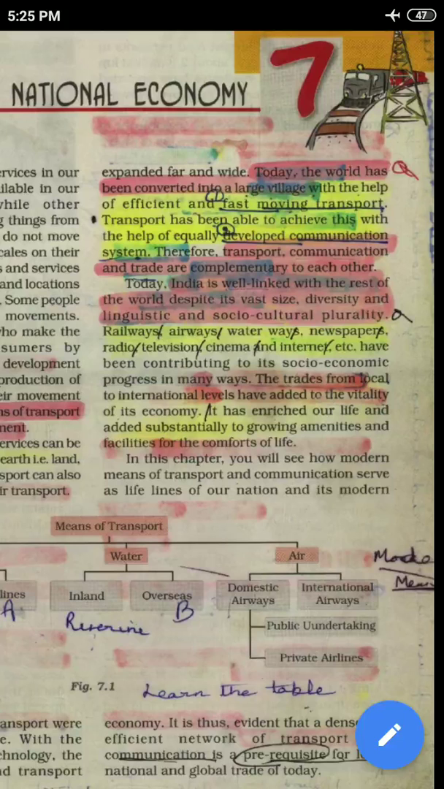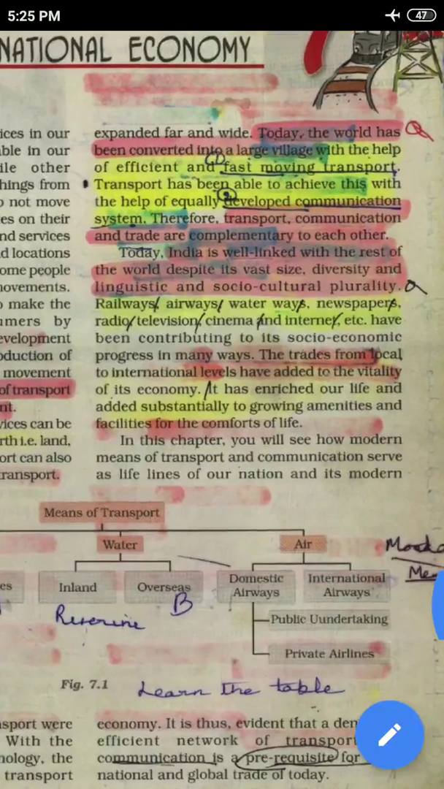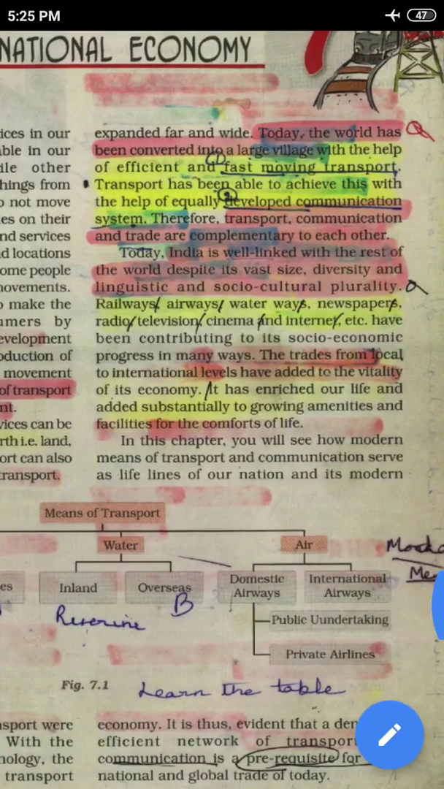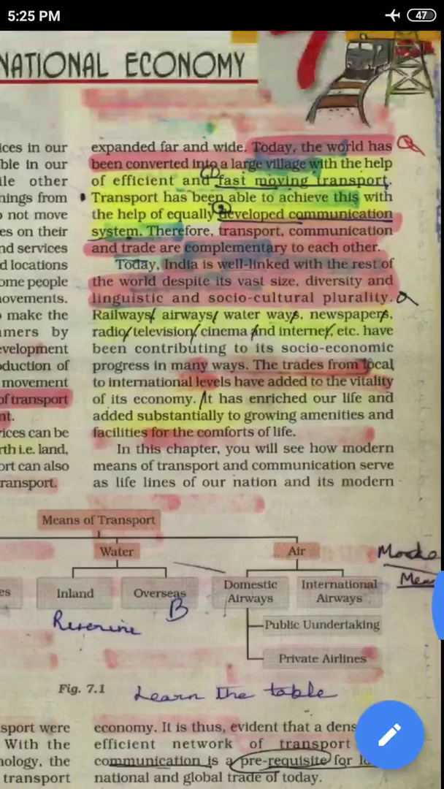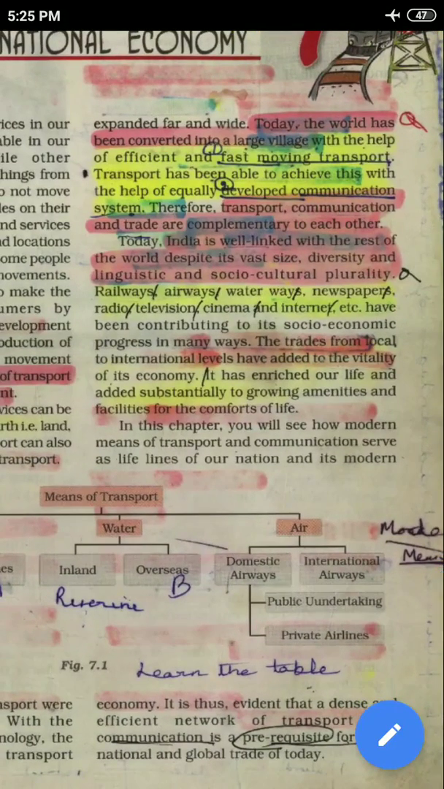Because of fast moving transport and communication. ठीक है, transport and communication. So there can be a question, why has the world turned into a global village? The second question can be, how has transport and communication led to integration?